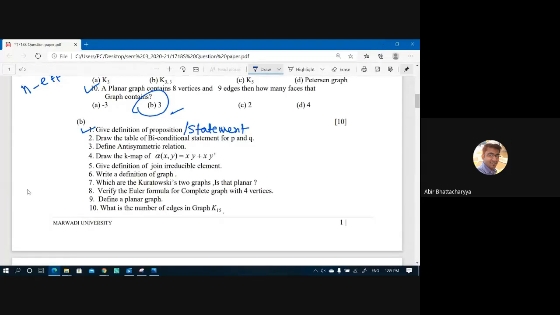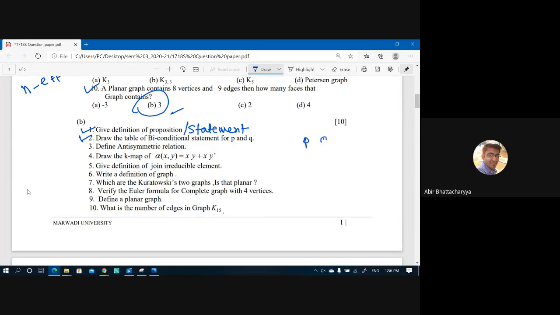Number two. Now your task is question number two. Draw the table of biconditional statement. Table means truth table, so it is not possible to write the truth table in the chat box. So I'm making your task slightly easier.